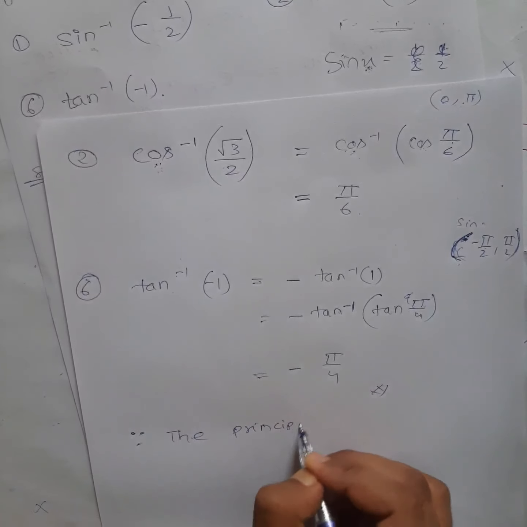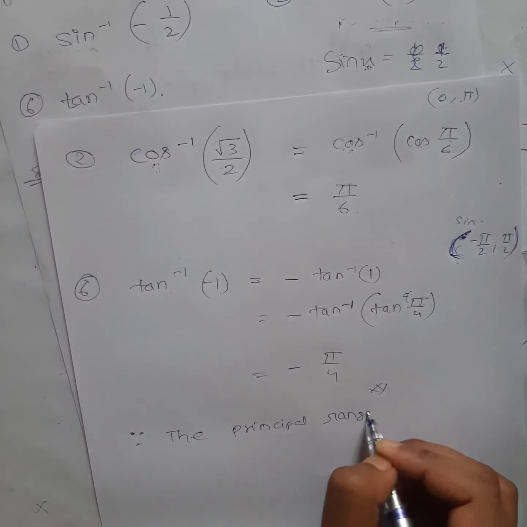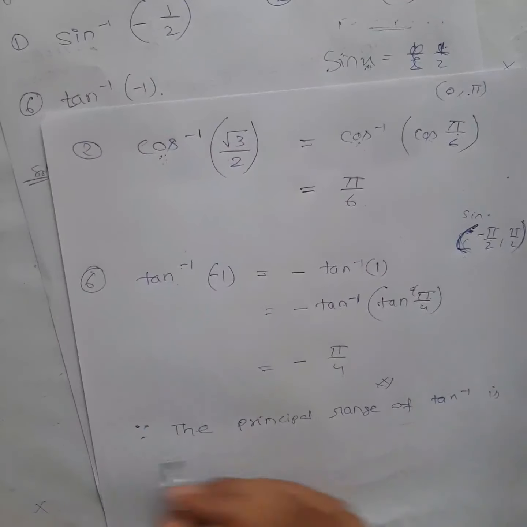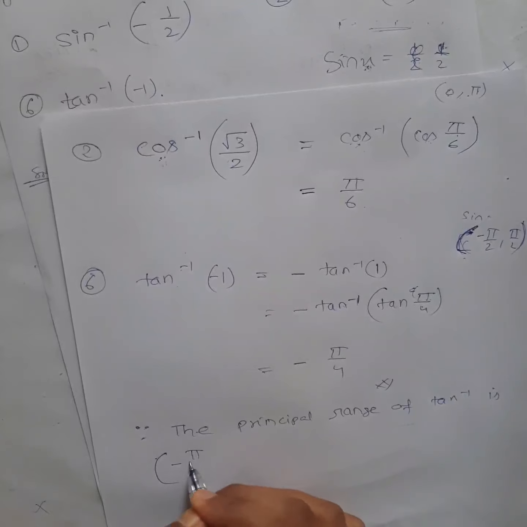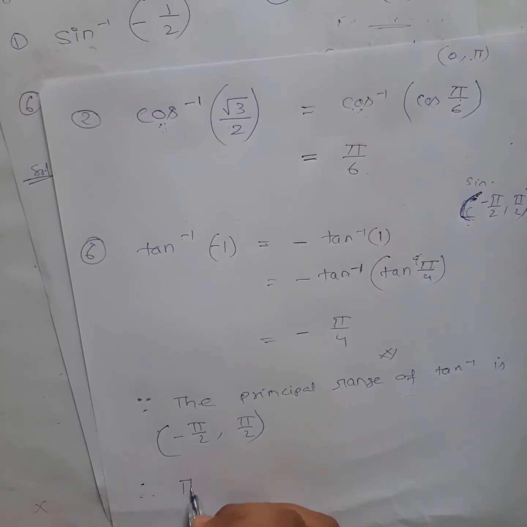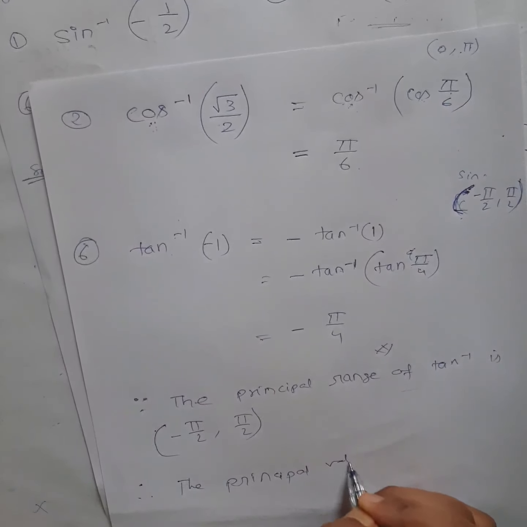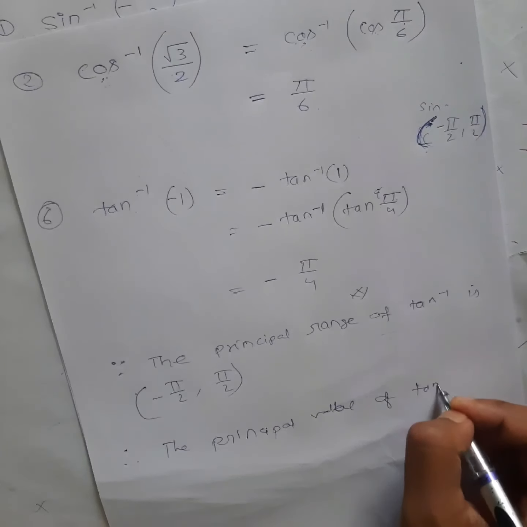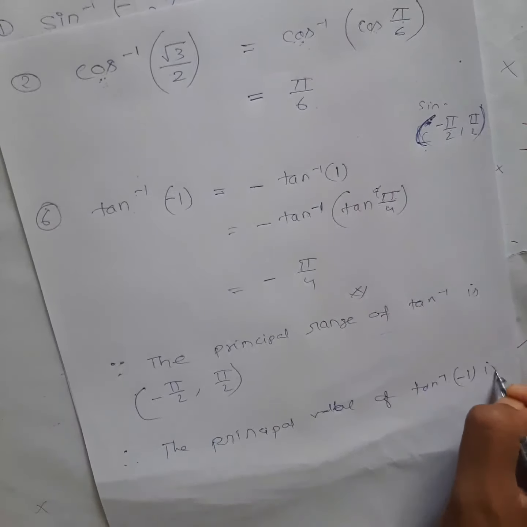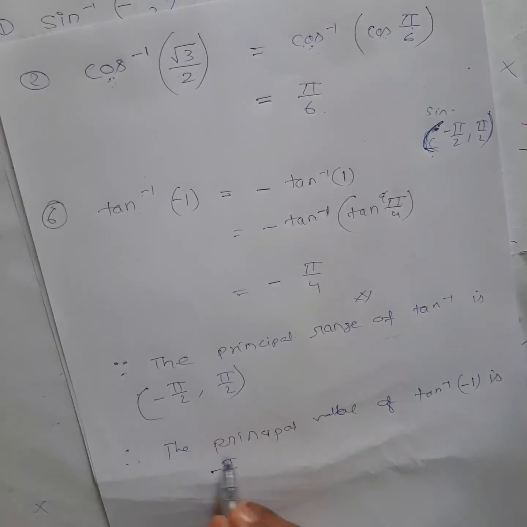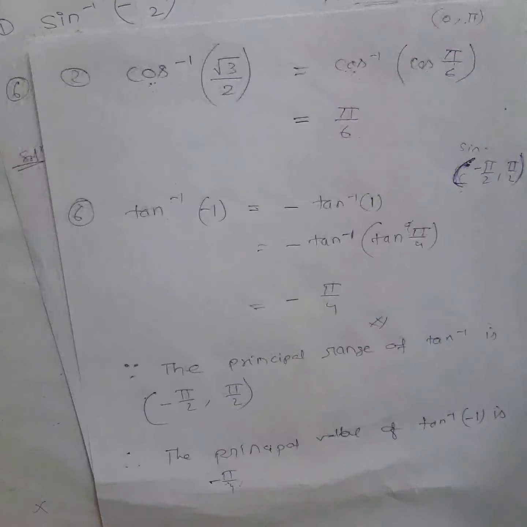principal range of tan inverse is, what is the principal range of this? Open interval minus pi by 2 to pi by 2. Therefore the principal value of tan inverse minus 1 is minus pi by 4. Since this lies in this range, that's why this is the principal value of this.